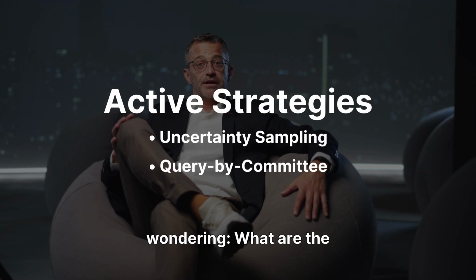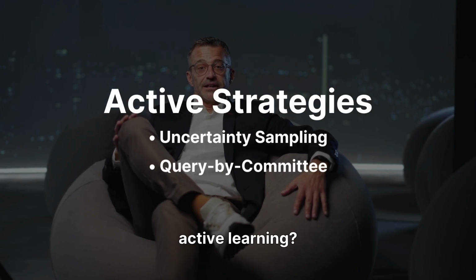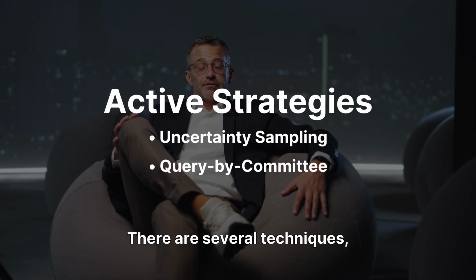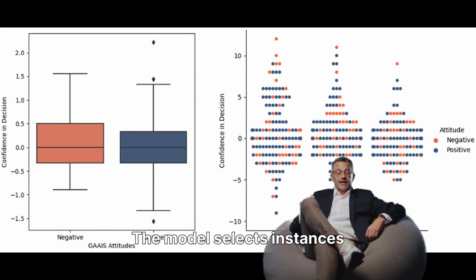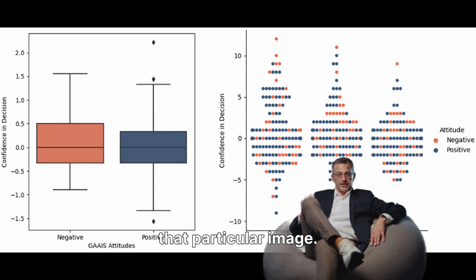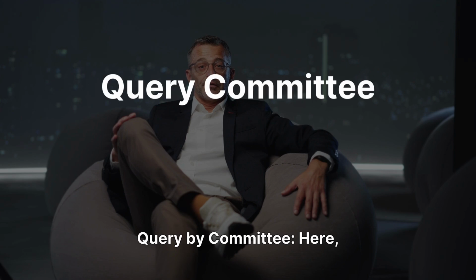Now you might be wondering, what are the different strategies used in active learning? There are several techniques, but let me highlight a few of the most common ones. Uncertainty sampling. The model selects instances where it has the least confidence in its predictions. For example, if it predicts a certain plant species with only 60% confidence, it will seek human input on that particular image.